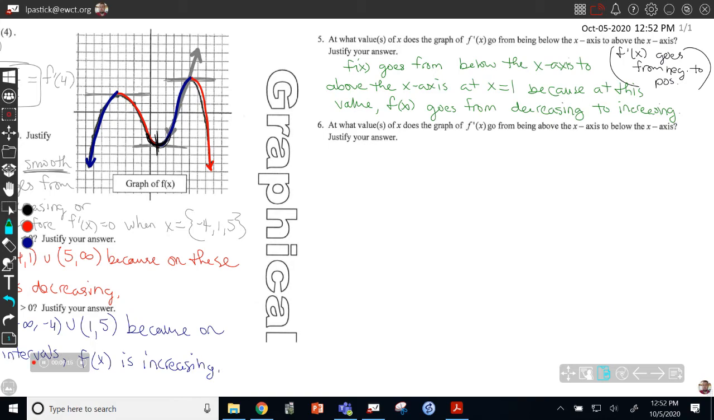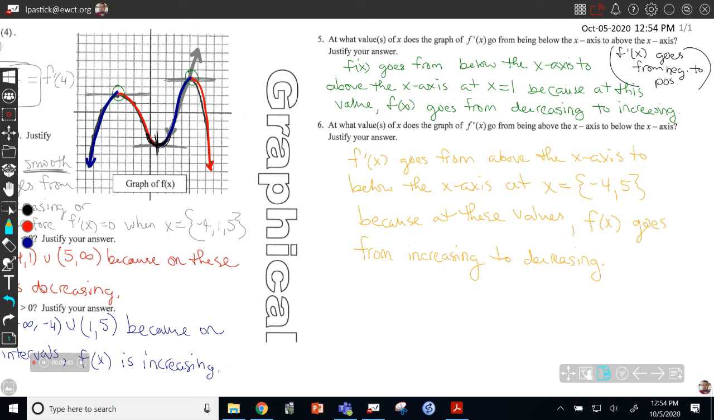And then the last one is kind of the opposite question, the complement question. It says, where does the graph of f prime of x go from being above the axis to below the axis? That means we're looking for where the original function goes from increasing to decreasing. It switches from increasing to decreasing right here and right here. So I've written f prime of x goes from above the x-axis to below the x-axis at x equals -4 and 5, because at these values, the original function f of x goes from increasing to decreasing.